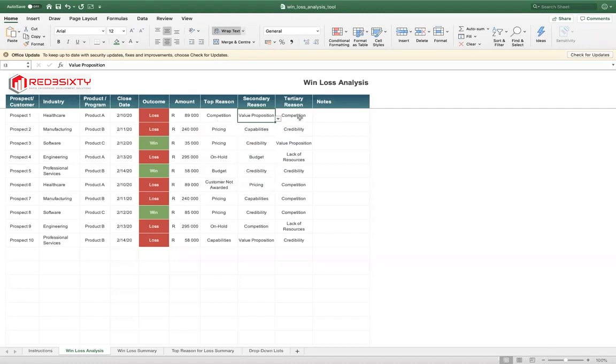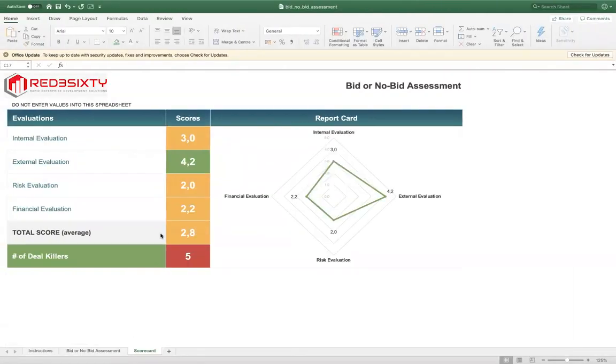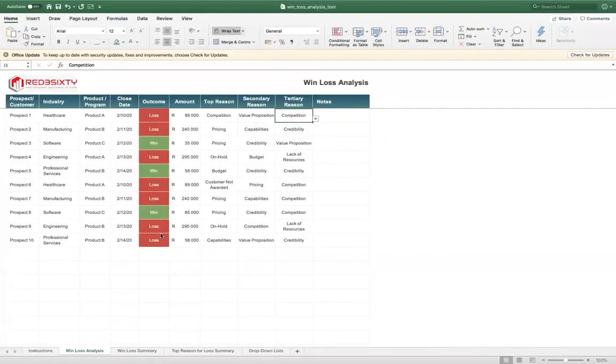The competition could win, and no additional ones. So each one of the win-loss, we would then go through for every opportunity. So this is a win-loss register for all our opportunities, where this is a bid no bid assessment per opportunity that is standard before we go forward with any opportunity.